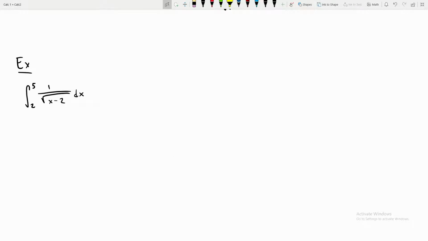So let's say we were given this problem and we were asked to compute the integral from 2 to 5 of this function, 1 over the square root of x minus 2. One of the things we can quickly notice is that x equals 2 is a vertical asymptote, because the square root of 2 minus 2 is equal to the root of 0, and that would be a vertical asymptote because the denominator would end up equaling 0. So quickly we can notice that 2 is a discontinuity.